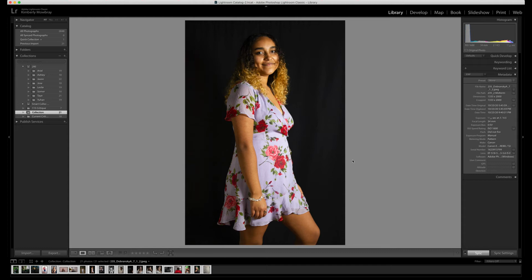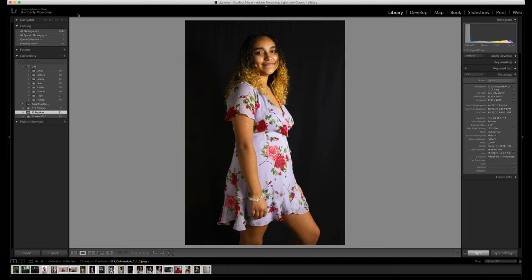The background is a black curtain of some sort. It's really not adding or taking away anything from the image. It's all about her right now. And we're not learning any more about her by the surroundings. So it's much more of a beauty shot.